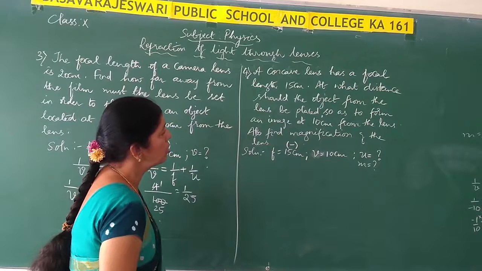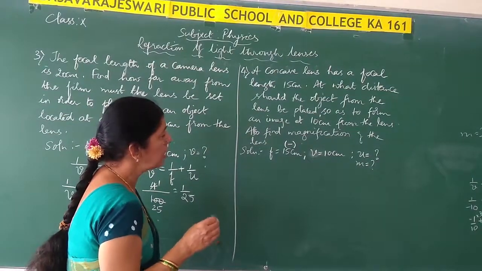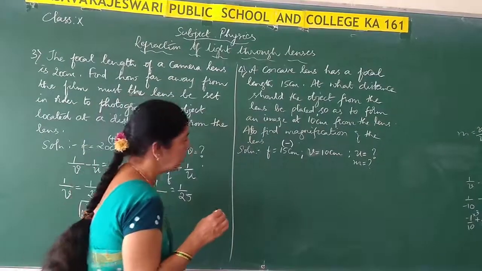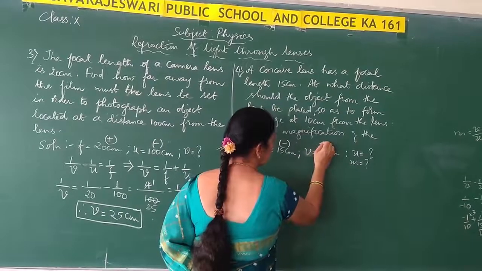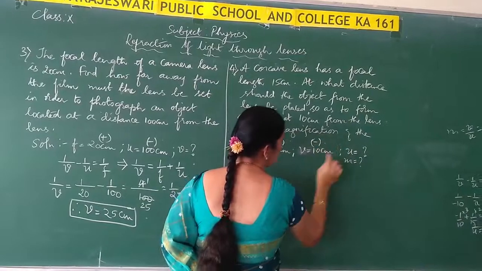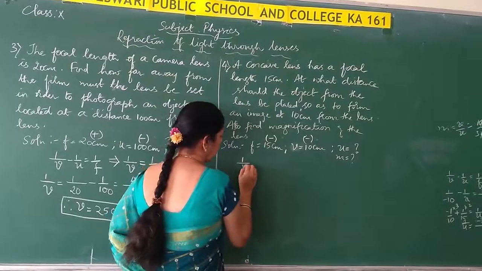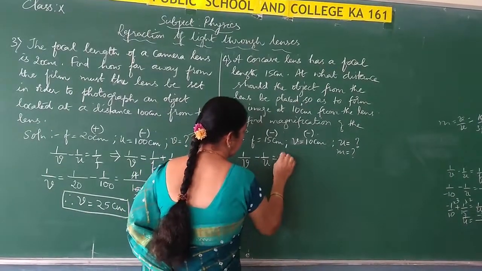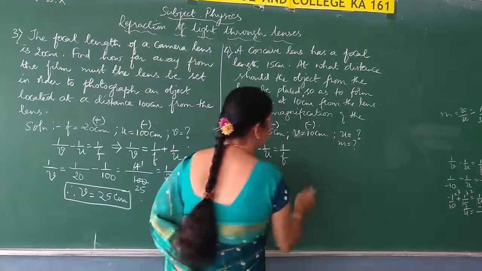Now at what distance should the object from the lens be placed so as to form an image at 10 centimeter from the lens? So image distance is given as 10 centimeter, and here object and image will be on the same side of the lens. Even v you must take with the negative sign only, and u must be calculated and m must be calculated. So use the lens formula, 1 by v minus 1 by u is equal to 1 by f.